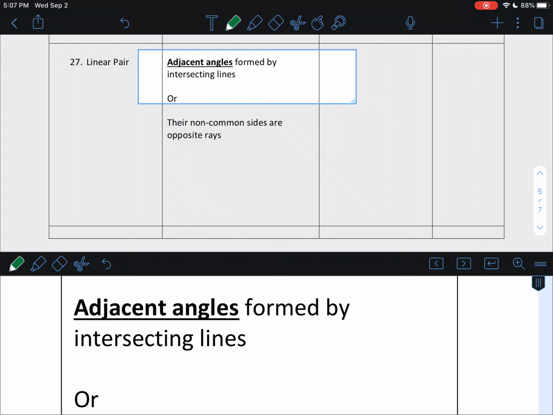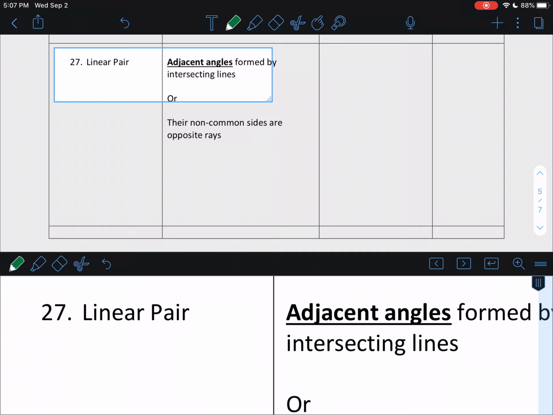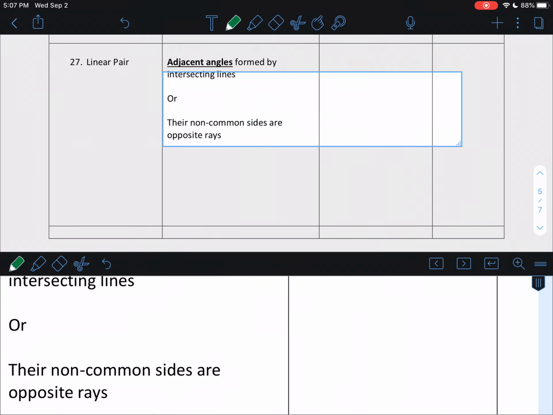Oh, and this is the last vocab word. Wow, this was quicker than I thought. Finally, we have adjacent angles. Oh, the word is a linear pair. I'm sorry. A linear pair is adjacent angles formed by intersecting lines, or their non-common sides are opposite rays. Their non-common sides are opposite rays.